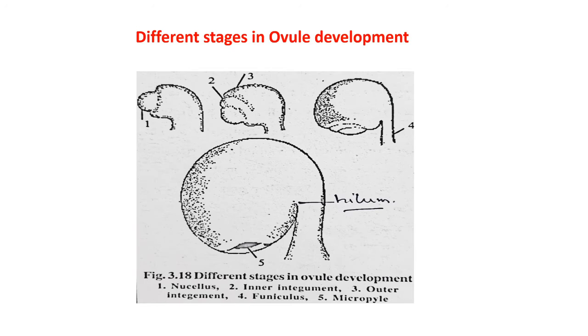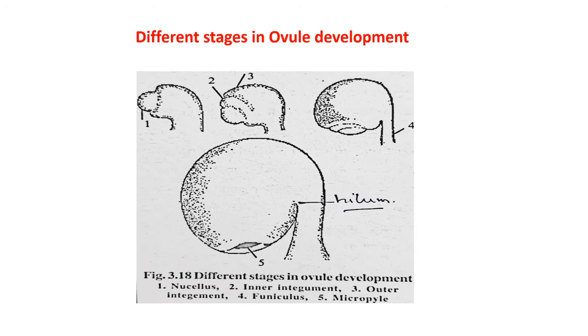Okay. So in crassinucellate ovules, here the primary sporogenous cell acts as megaspore mother cell, and the primary parietal cell undergoes many periclinal as well as anticlinal divisions, resulting in the formation of a multiseriate parietal tissue. Okay, so this is how the archisporial cell develops into a megaspore mother cell.